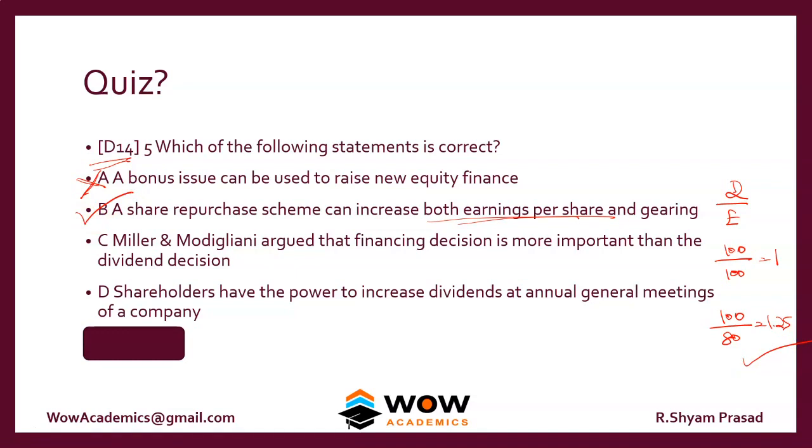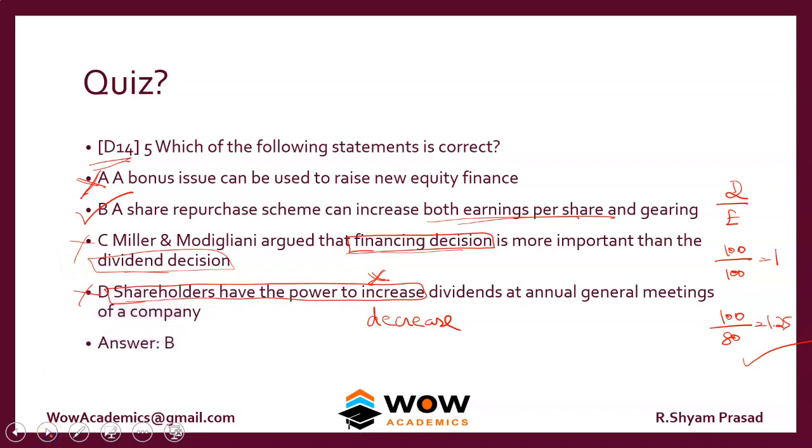Argued that the financing decision is more important than the dividend decision. No, this is wrong. They are not worried about the financing at all. And the question is not clear whether it's with tax or without tax. But either way, it says that financing is useless and the dividend decision is useless. Shareholders have the power to increase dividends at annual general meetings. Shareholders actually have the power to decrease the dividend, but they do not have the power to increase the dividend. So keep this in mind. So both C and D are wrong. So the answer should be B. So the answer is B.